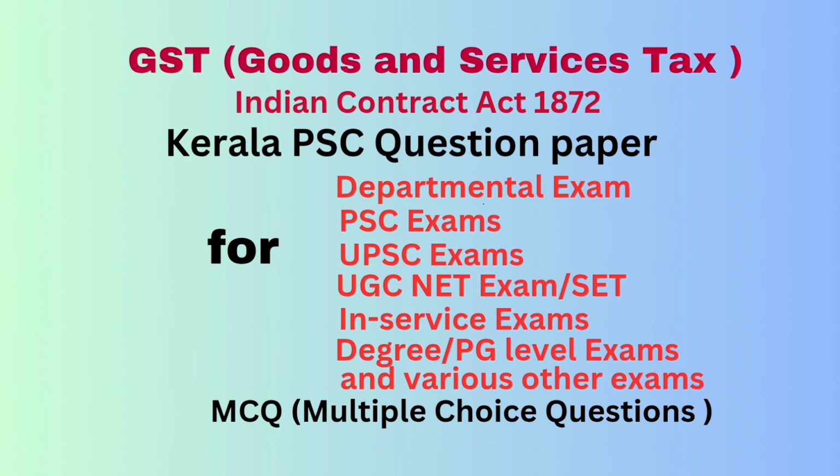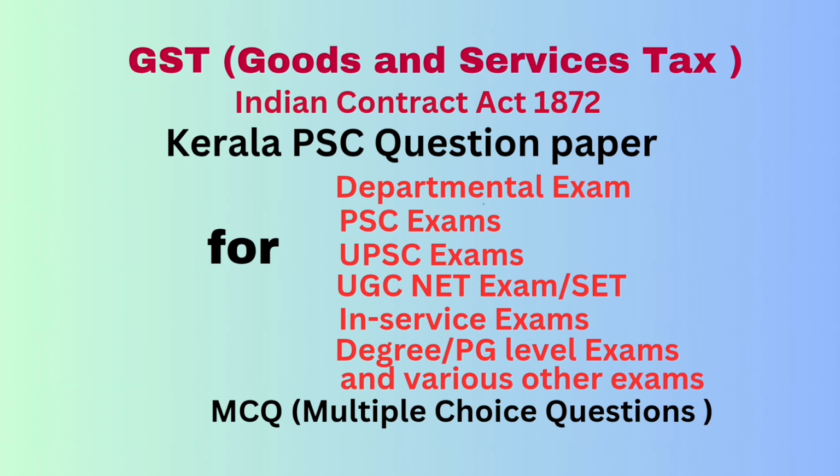Where should a registered person display the GST number? Option A. Principal place of business. Option B. Name board at the entry of his principal place of business. Option C. Invoice issued. Option D. All of the above. Correct answer: all of the above.